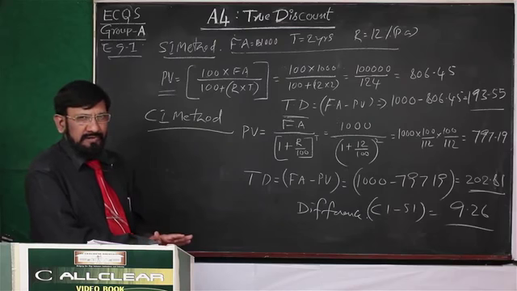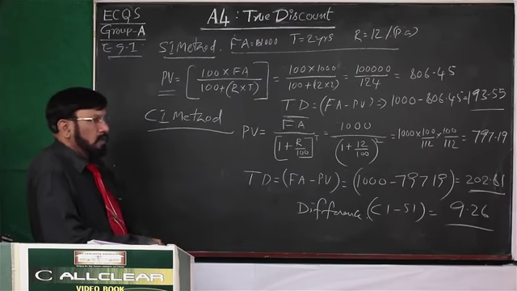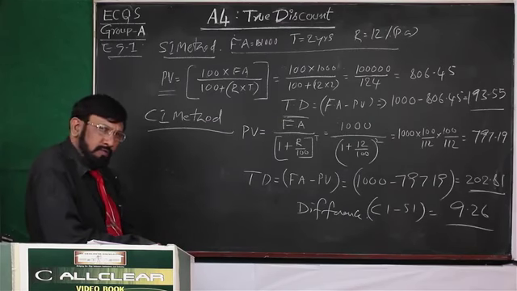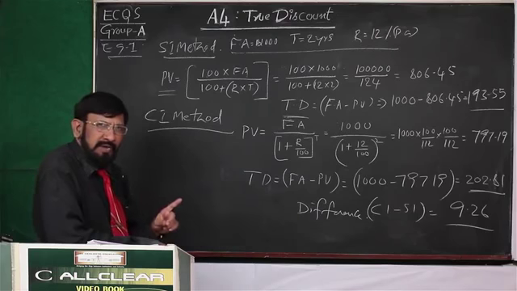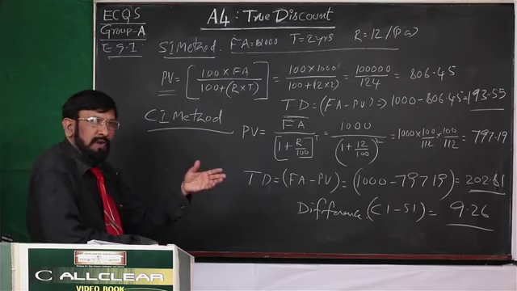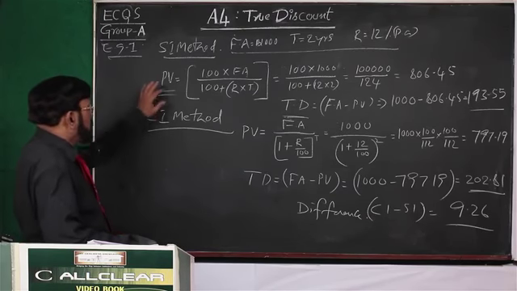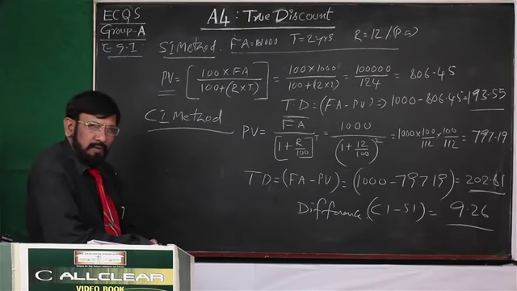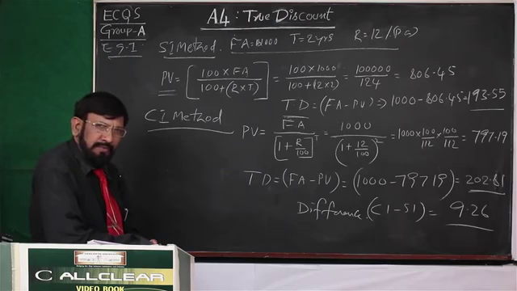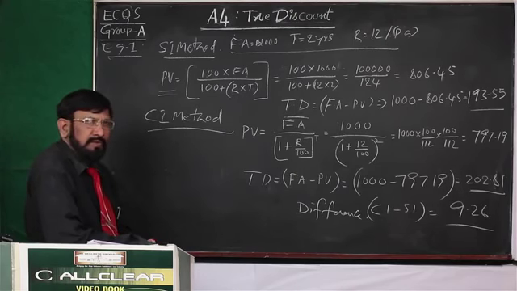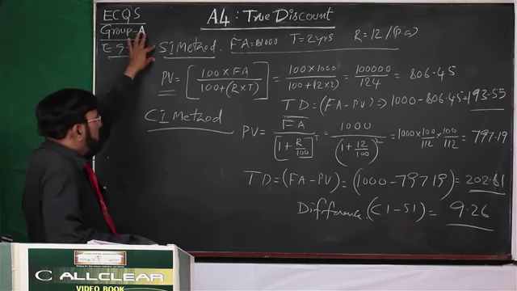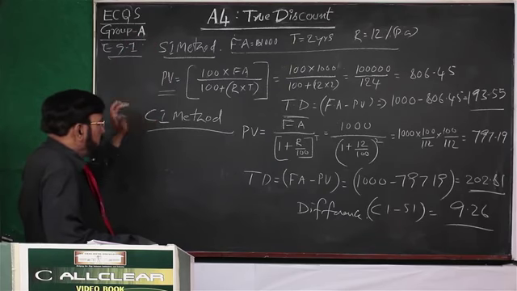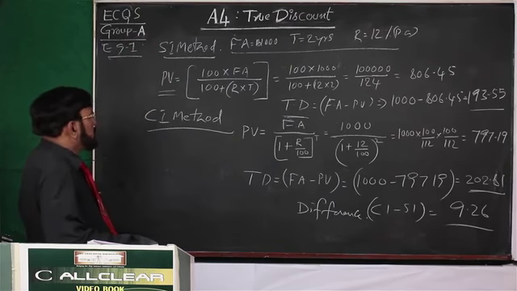I am not discouraging you to use the formula. Use the formula wherever it is apt. But before using the formula, you must have the knowledge of how the formula was generated. Now, already I told you the discount, true discount or PV, is calculated in two ways. The first method is the simple interest calculation method. The second one is the compound interest calculation method.